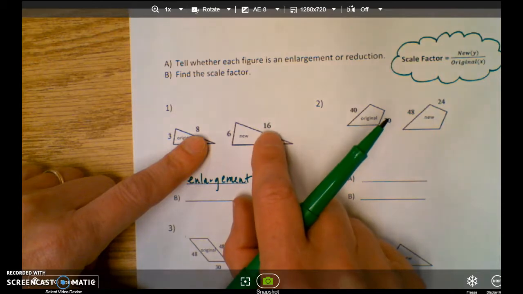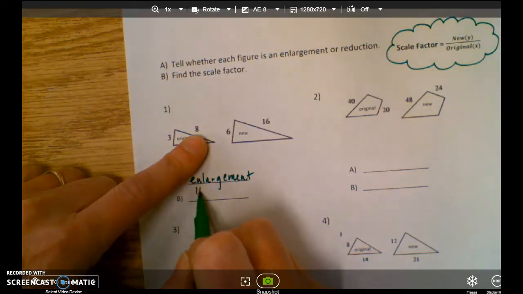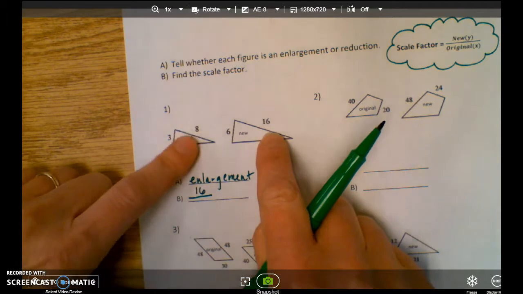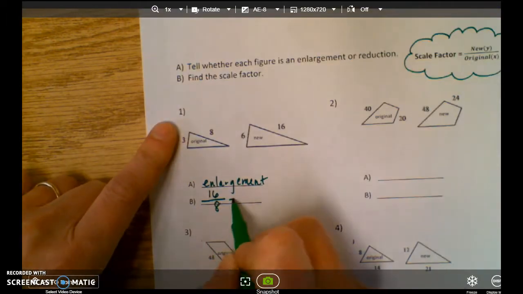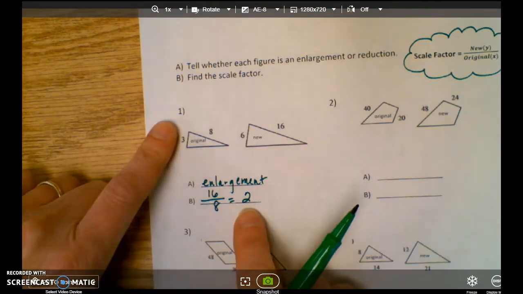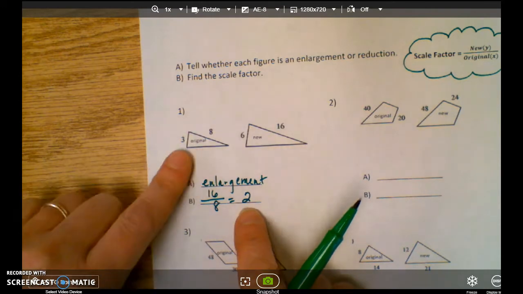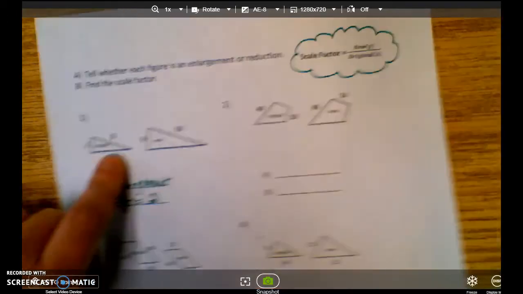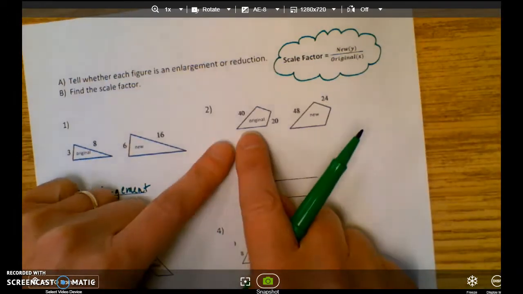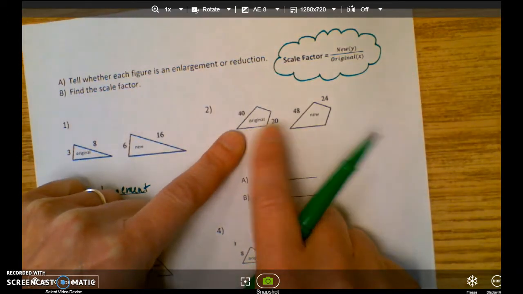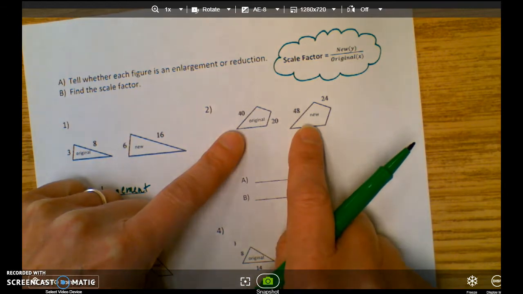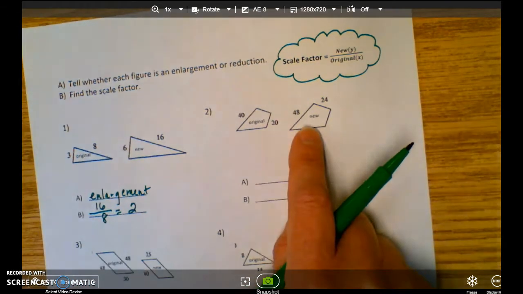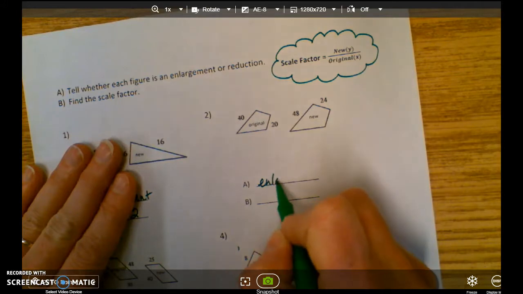The new has a 16 on top. The old has an 8. And if I reduce that, there's my scale factor. This is just doubled. You can see that with the other numbers as well. 3 doubled gave us the 6. So this shape over here, if you compare the original, it's actually a little smaller again than the other one. So we know this is an enlargement.